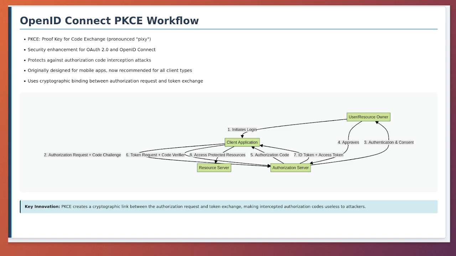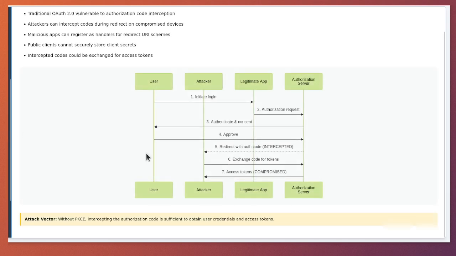In this presentation, we will explore the complete PKCE workflow step by step. We will examine how the code verifier and code challenge are generated, how they are used throughout the authentication process, and why this mechanism provides such strong security guarantees. We will also look at the cryptographic foundations that make PKCE work, including SHA-256 hashing and base64 URL encoding. Understanding PKCE is essential for anyone implementing modern authentication systems, whether you are building mobile apps, single-page applications, or traditional web applications.